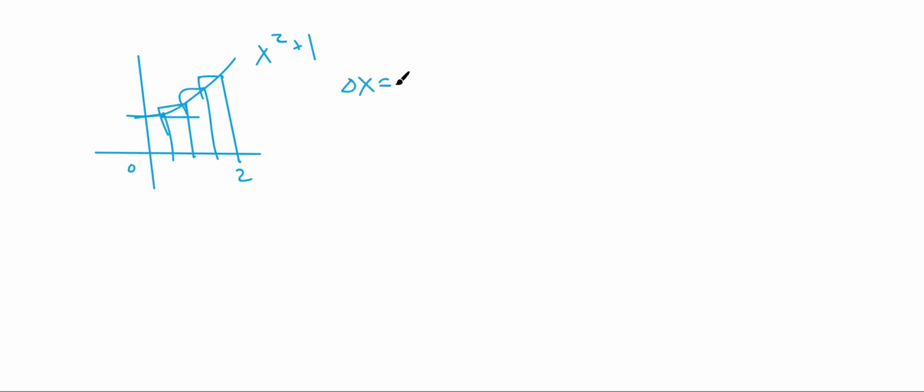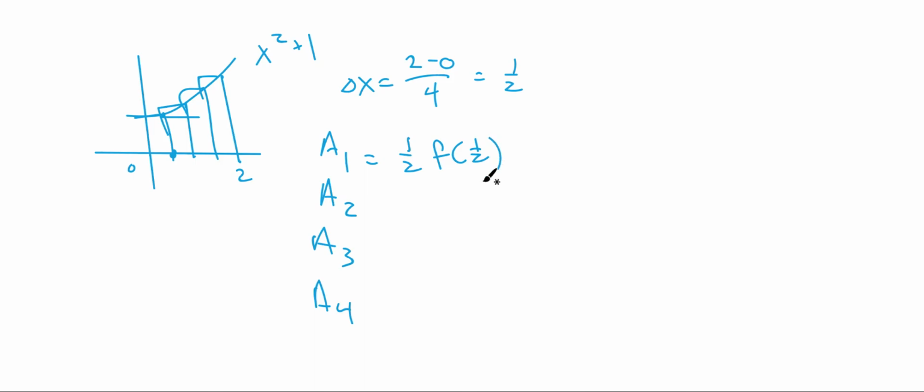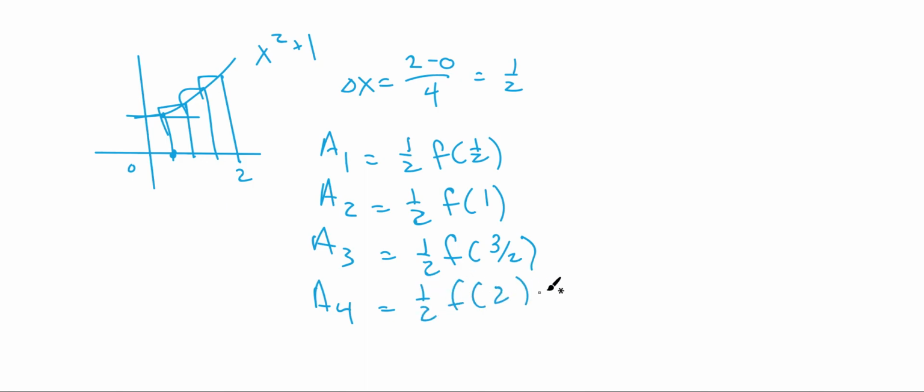First, our delta x is going to be the width, which is 2 over 4 rectangles, so delta x is 1/2. This is the width, 1/2, times the height, which we find at 0 plus 1 width, at 1/2, so times f of 1/2. Area 2 is at f of 1, because we go over 1/2 plus 1/2 is 1. Area 3 is 1/2 times f of 3/2, and area 4 would be 1/2 times f of 2.